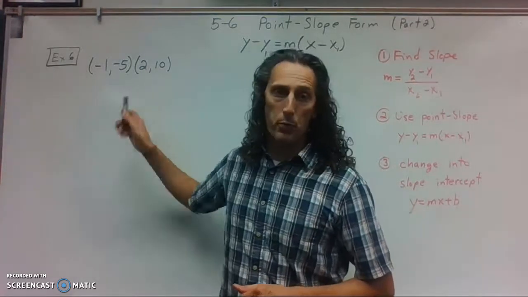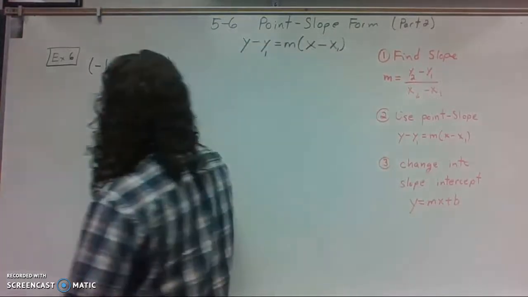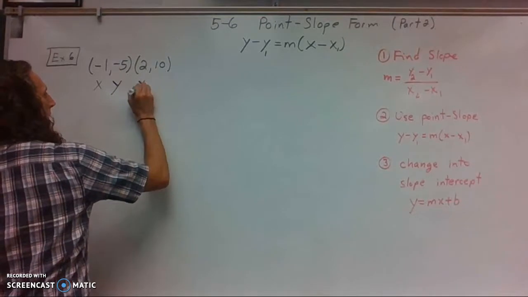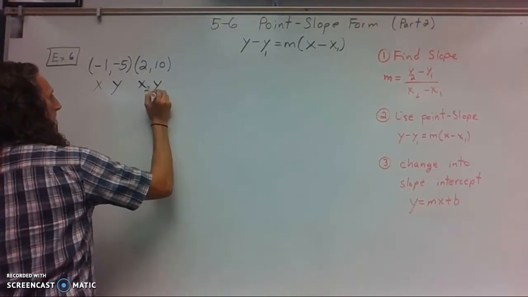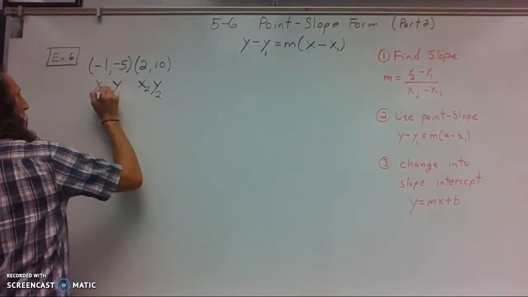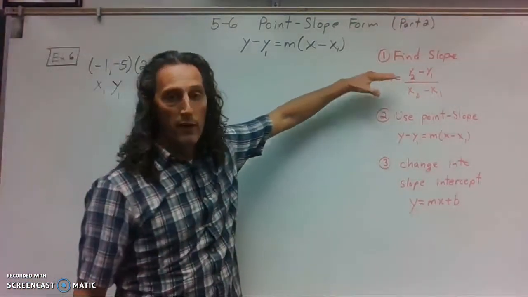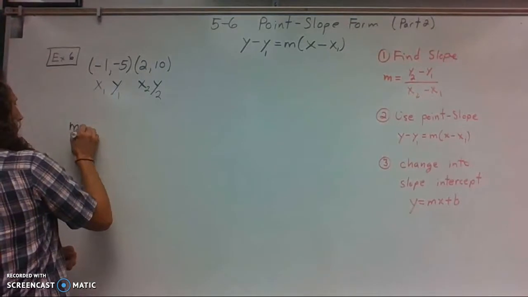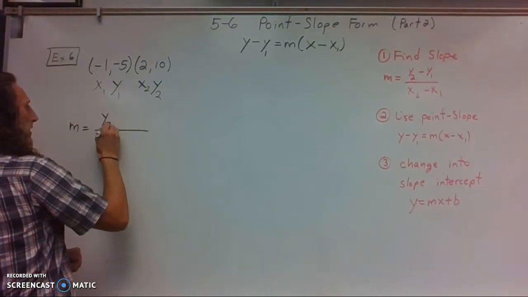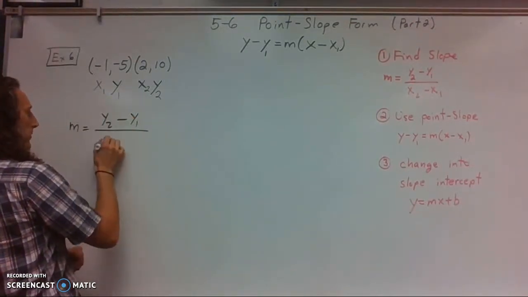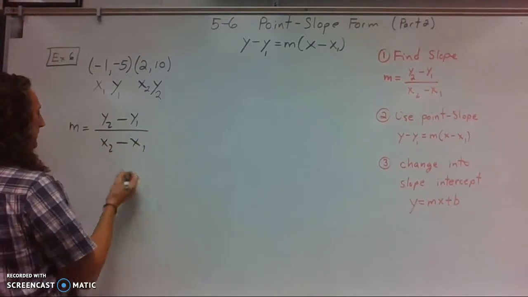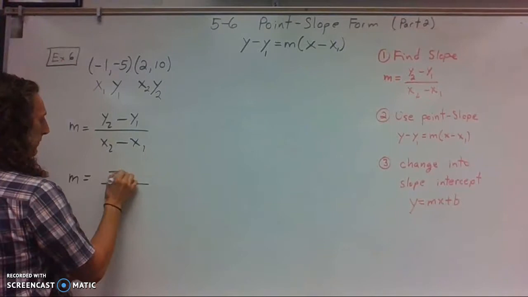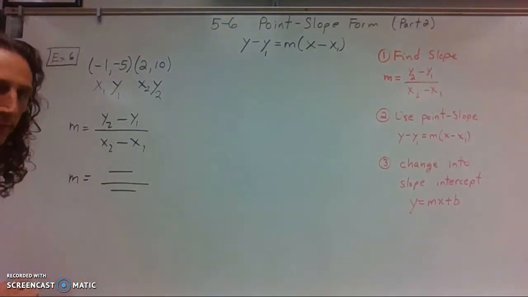All right, our 2 points, label them X and Y's. X, Y, X, Y. These are the second dot. These are my first dot. Right? Find slope, right? So here's my equation. M equals y2 minus y1 over x2 minus x1. Right? I'm going to fill that in. Put my minus signs first, right?